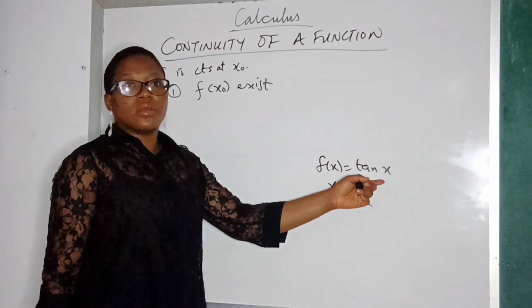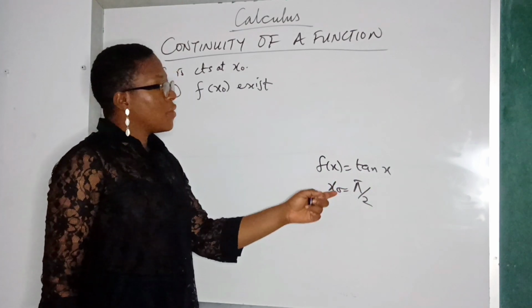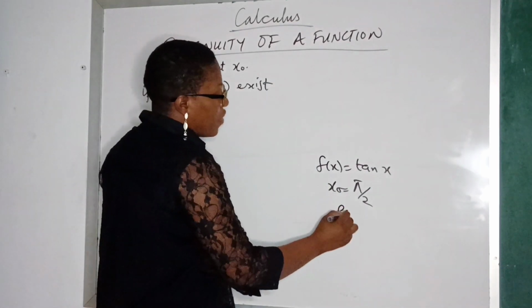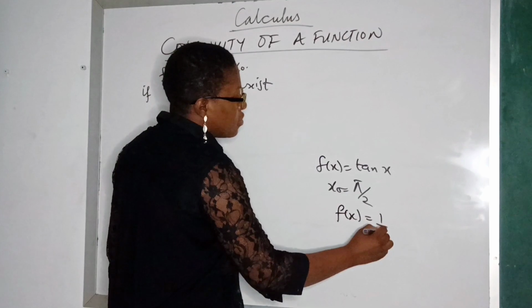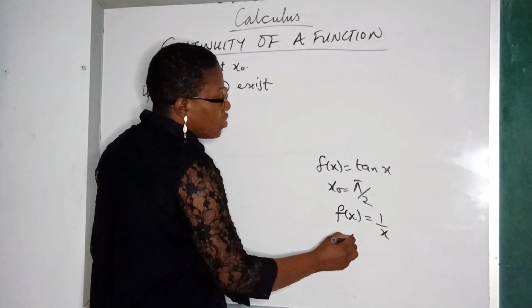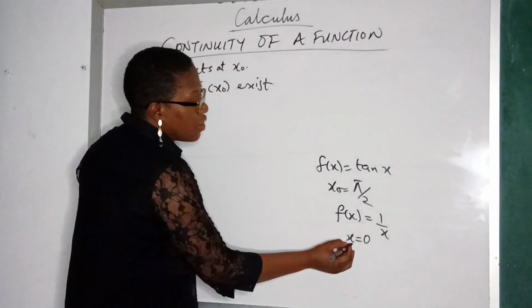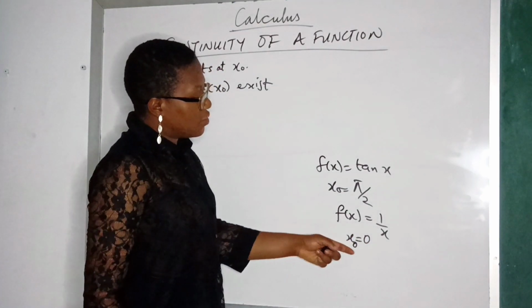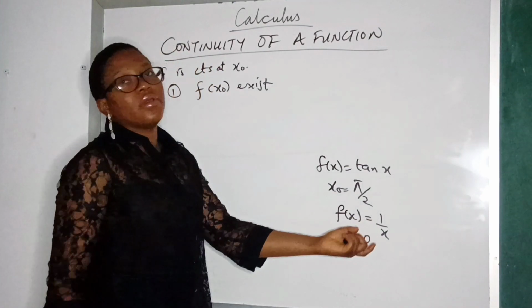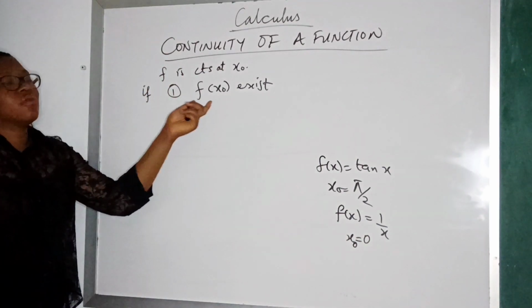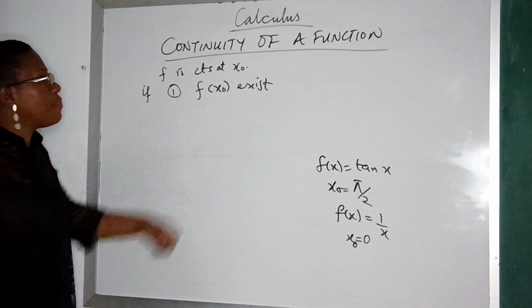Even for a simpler function like f of x equals 1 over x, you cannot always plug in something. Example, x naught is 0. You can't plug in 0; it doesn't make sense. So f of x naught must exist first.